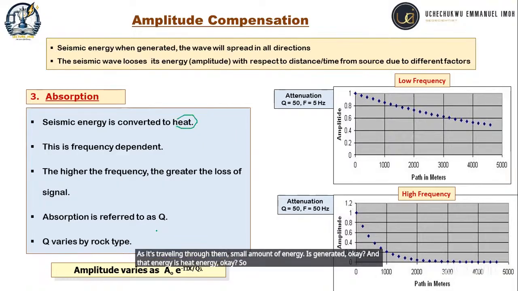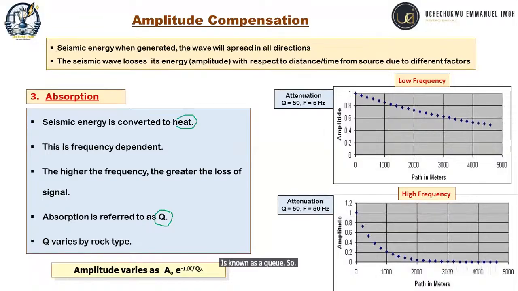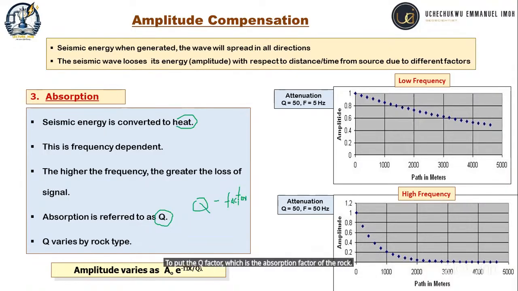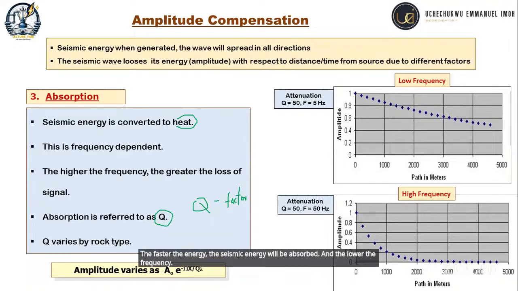So the absorption by the rock is known as Q. During amplitude compensation, what they take into consideration is called the Q compensation, or the Q factor, which is the absorption factor of the rock. Now, the Q of different rocks varies, so the way different rocks absorb the seismic energy differs. Now, absorption is dependent on frequency. The higher the frequency of the seismic wave, the faster the seismic energy will be absorbed, and the lower the frequency, the slower the energy will be absorbed.